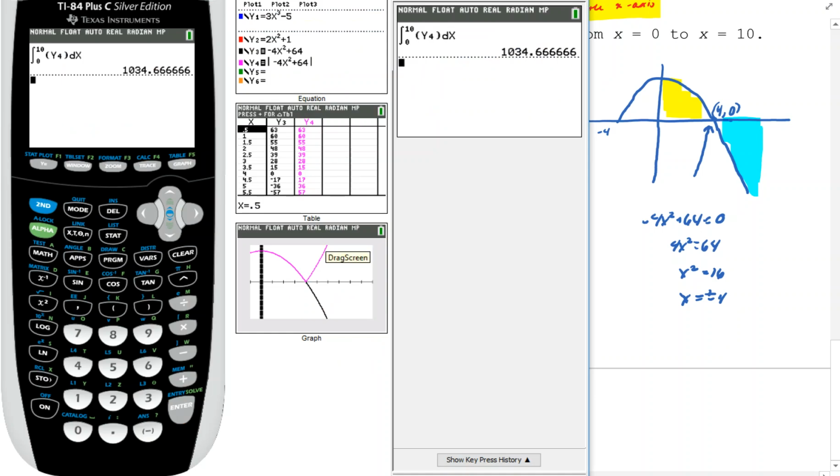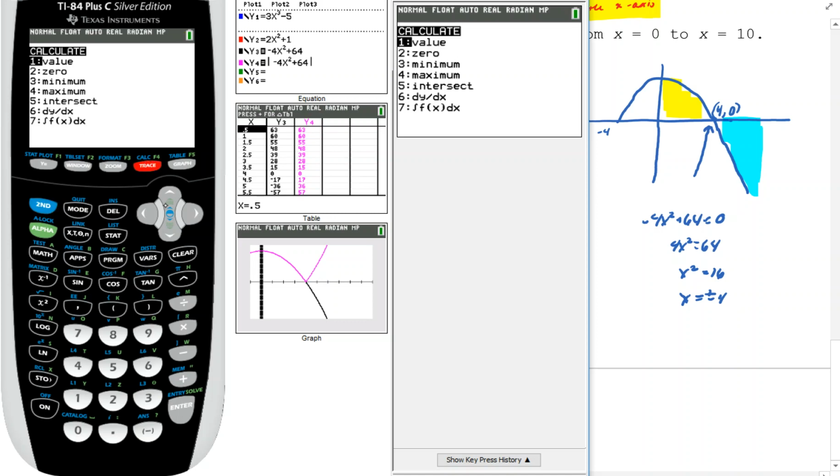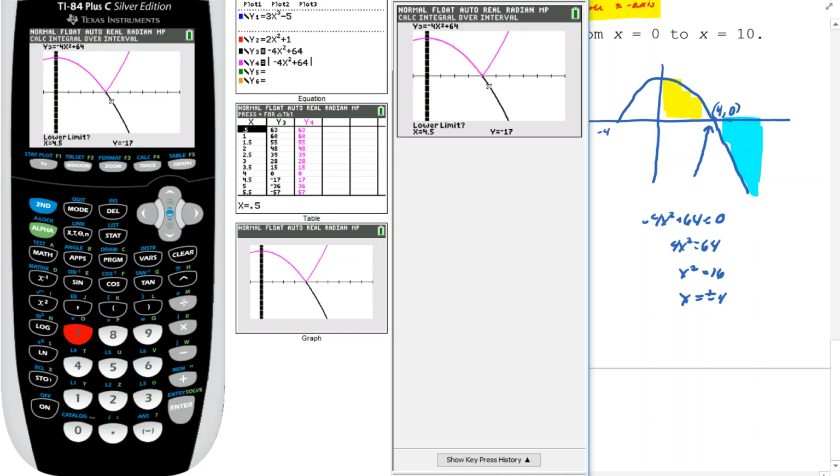And if we wanted to see that with the second trace, second calc 7, with y4, so I wanted to be on y4 instead, from 0 to 10. Colors that in, and gives me the total value of 1034 and 2/3.